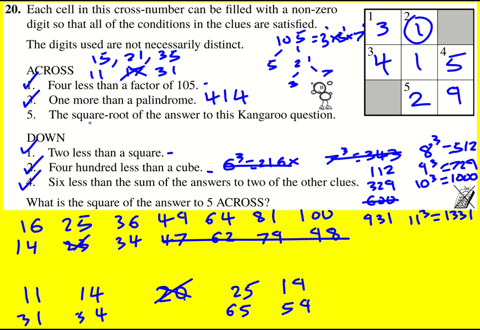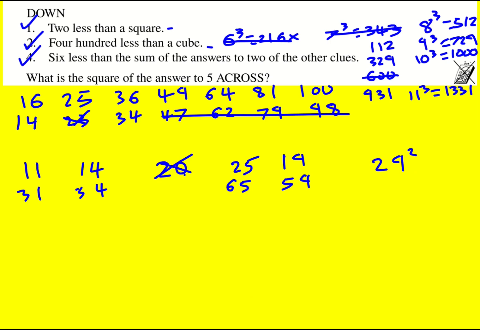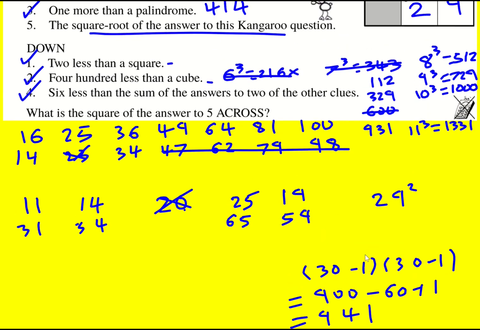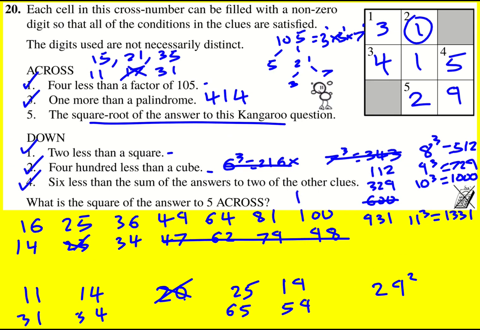And it says 5 across is the square root of the answer to this question. So basically, the answer to the question is going to be 29 squared, because 29 is the square root of the answer. All right, and we've got to work that one out. One way of doing this is to do 30 minus 1 times 30 minus 1, because that is much easier to calculate. It's going to be 900 minus 60 plus 1, which is 841. You might know that off by heart, or you might calculate it using multiplication. Absolutely fine. I just did it this way. It's quite effective. And so that is our answer to this question, 941. Great question.